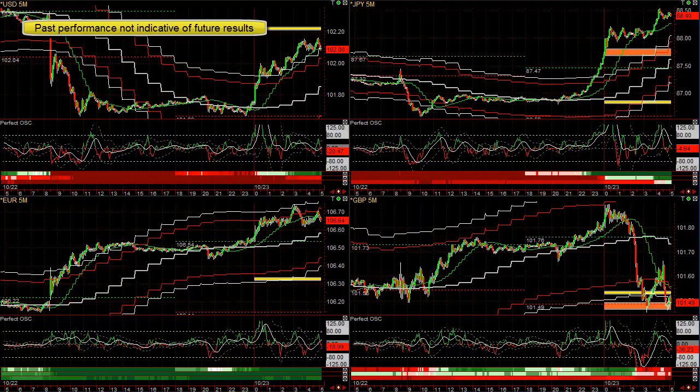Oftentimes there's another buy signal. If you saw this explosive move up, you bought here and lost a little bit, you got in here, you got your loss back plus extra. And anytime you see a double top with a sell signal, it's very high probability.